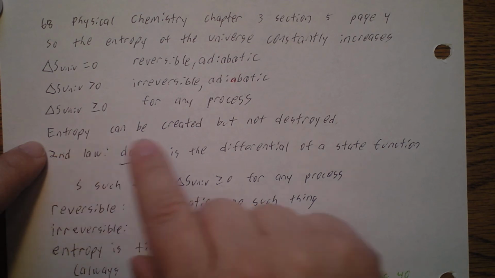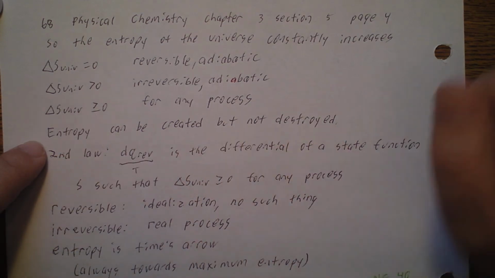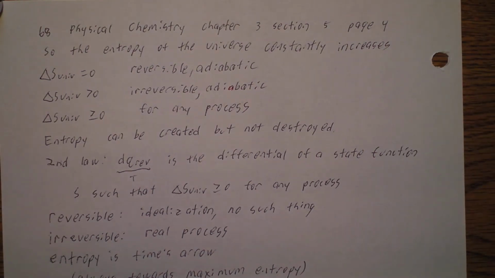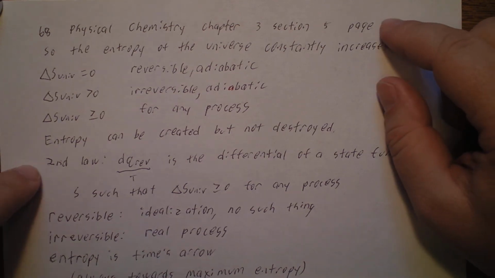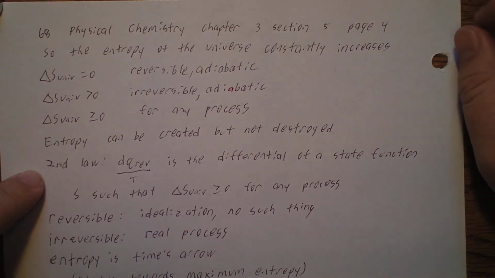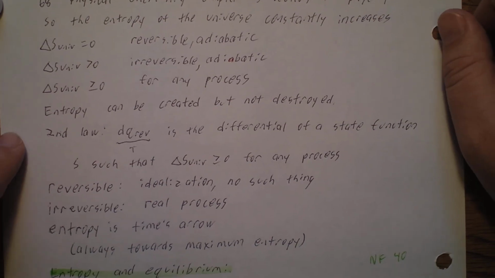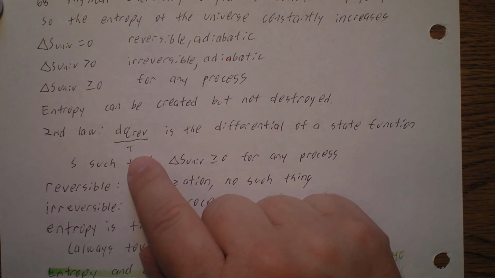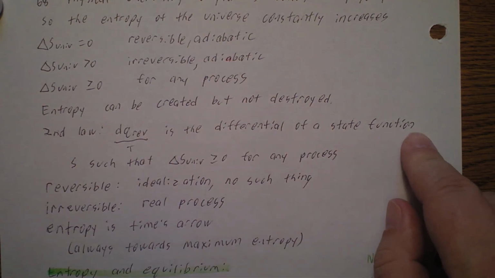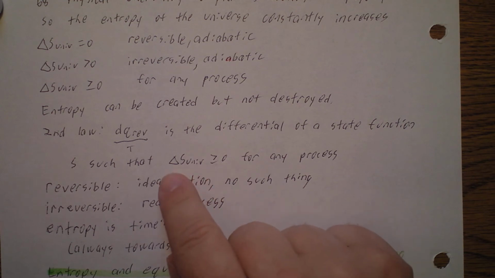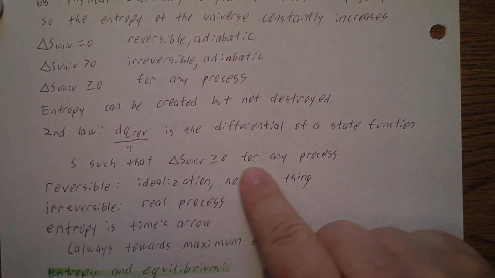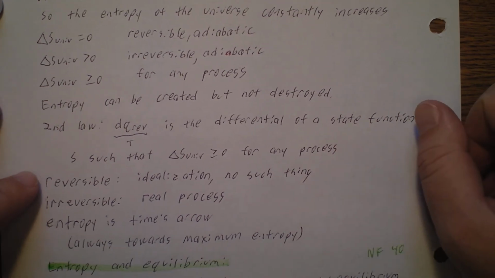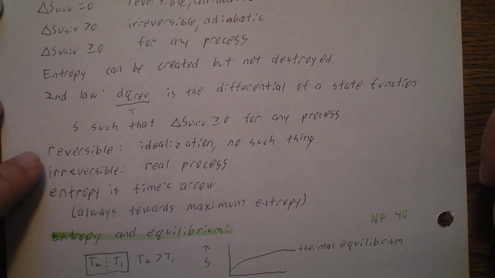Now entropy can be created but not destroyed. So entropy is not a form of energy. There is no such thing as a conservation of entropy. It can be created out of nowhere. And in fact, an irreversible process will create entropy or increase entropy. So the second law says that dq reversible over temperature is the differential of a state function, entropy, such that the change in entropy of the universe is greater than or equal to 0 for any process. We mentioned that at the beginning of section 3, but now we've mathematically, maybe not proven it, but shown that.